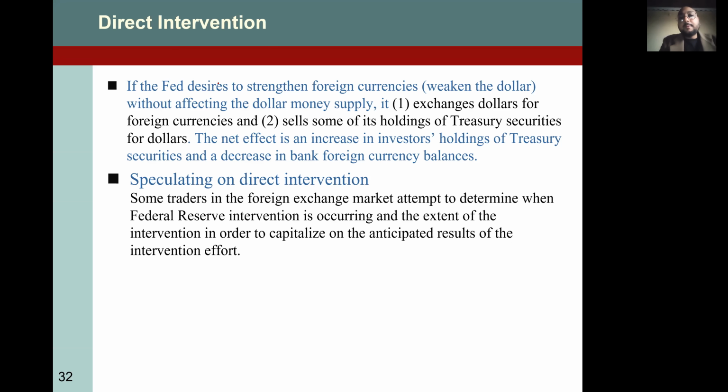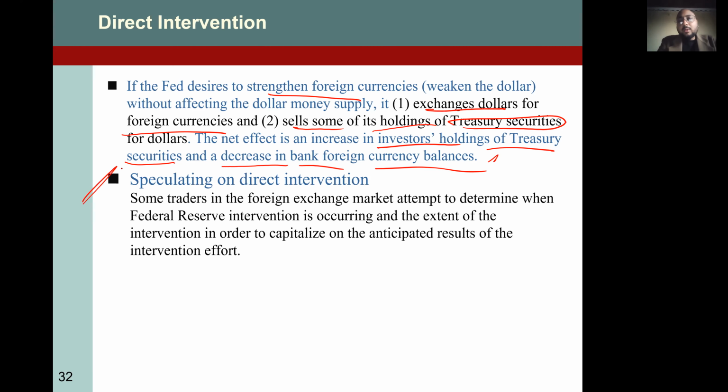So if the Fed desires to strengthen the foreign currency, which means weaken the dollar, they exchange dollars for foreign currency, and at the same time they are selling their holdings of treasury securities for dollars. So certificates are kept with the banks, and they receive dollars in their deposits. The net effect is an increase in investors' holdings of treasury securities and a decrease in the bank's foreign currency balances as well. All right, so this causes money supply to remain constant.